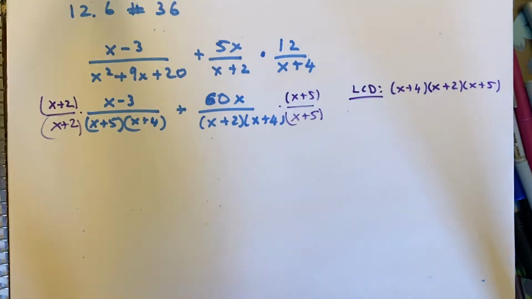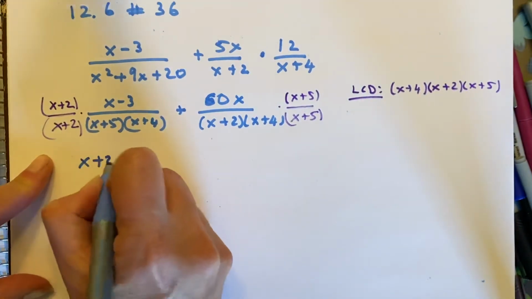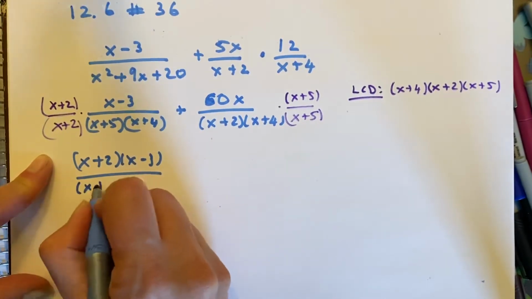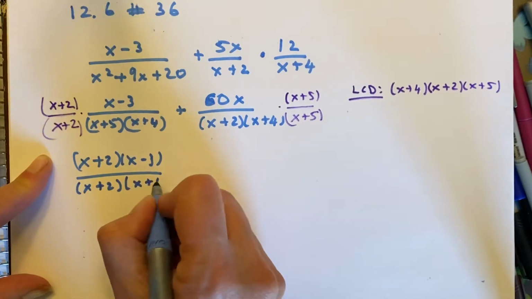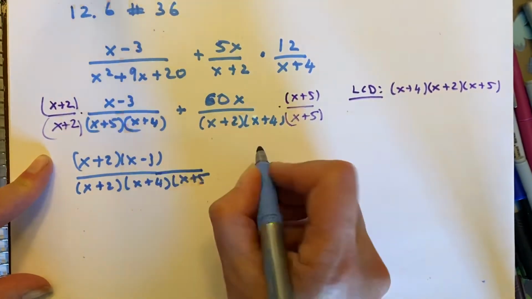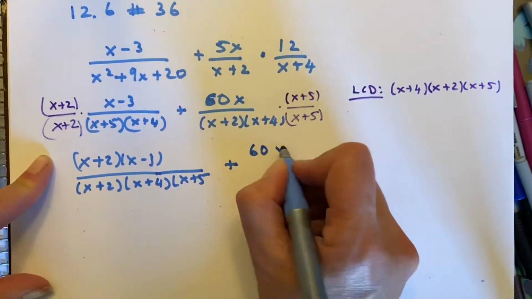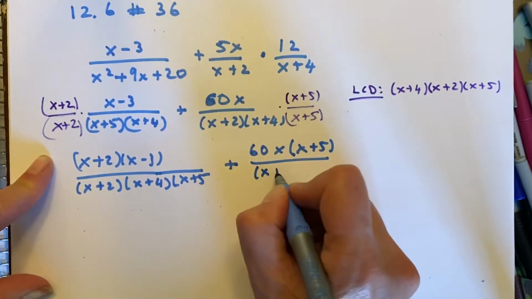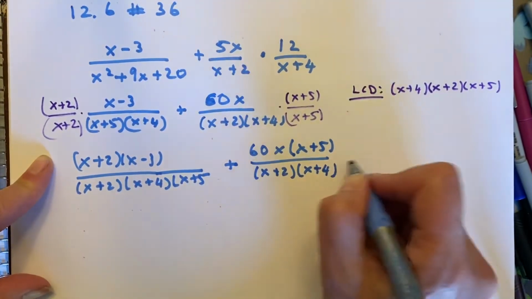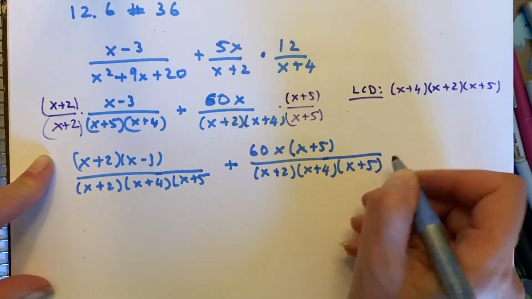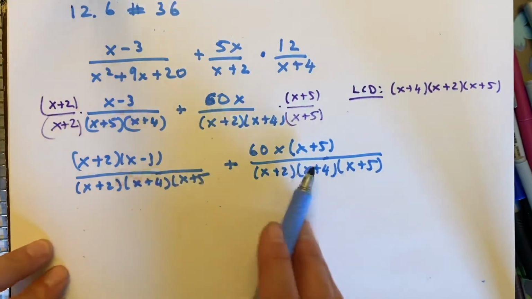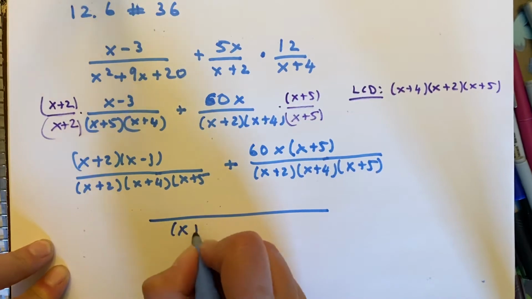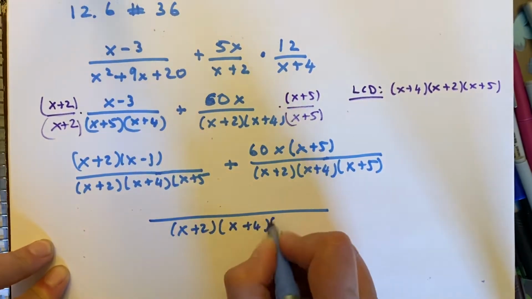When I do that, on this numerator, I'm going to get (x + 2)(x - 3) over my full denominator, which is (x + 2)(x + 4)(x + 5), plus on this side, I have 60x(x + 5) over (x + 2)(x + 4)(x + 5). Because I now have a common denominator, I can add my numerators together.